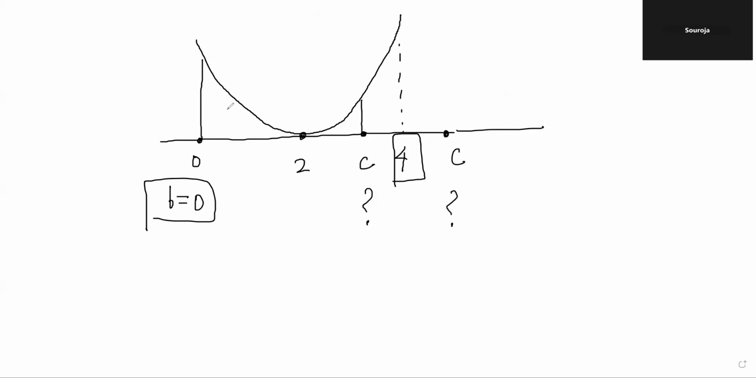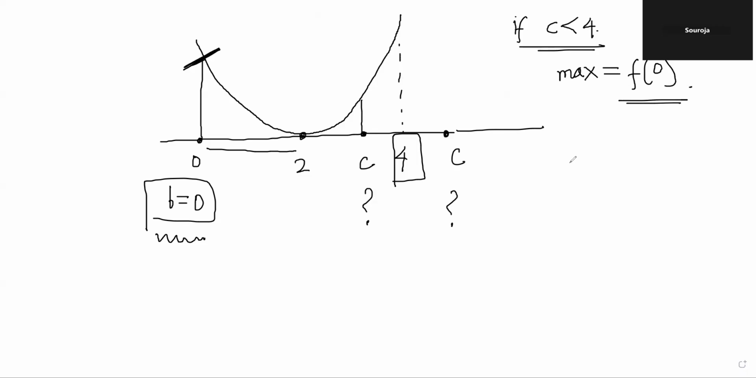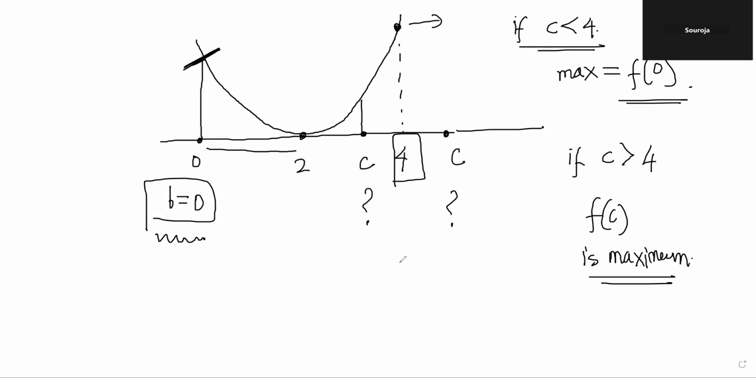Why is 4 important for us? Because our first point is 2 units behind the vertex, right? So if c is smaller than 4, then the maximum value will be this, right? But if c is greater than 4, the higher value will be f of c. Correct? Do you understand what I'm saying?